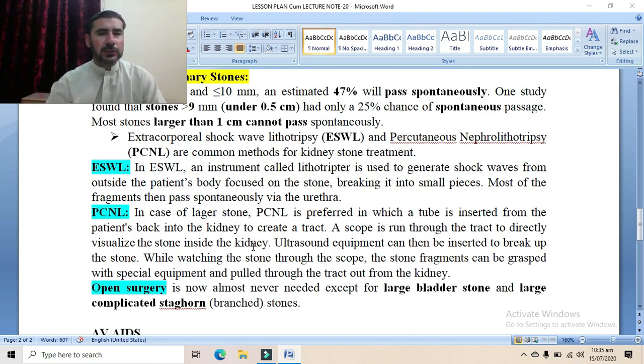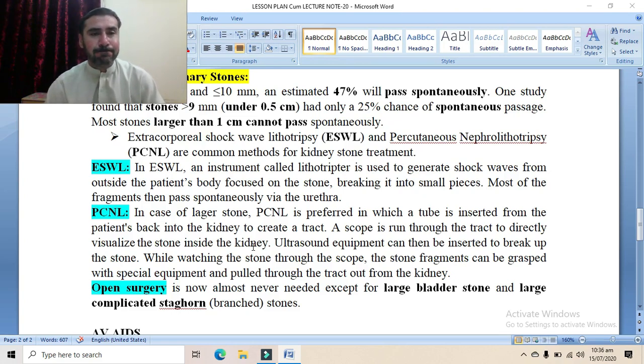So this is a procedure in which physically a tube is inserted, then the kidney stone or the bladder stone is visualized and properly located, and then the high energy sound waves, the ultrasound waves, are utilized to break up the stone, and then those stones are physically grasped and removed from the urinary tract.